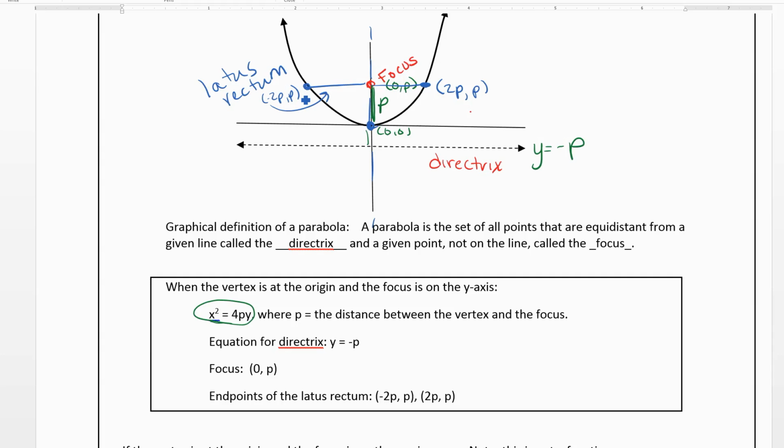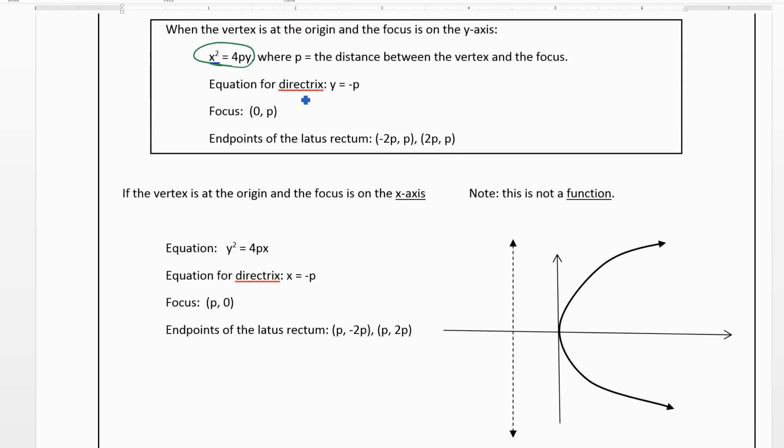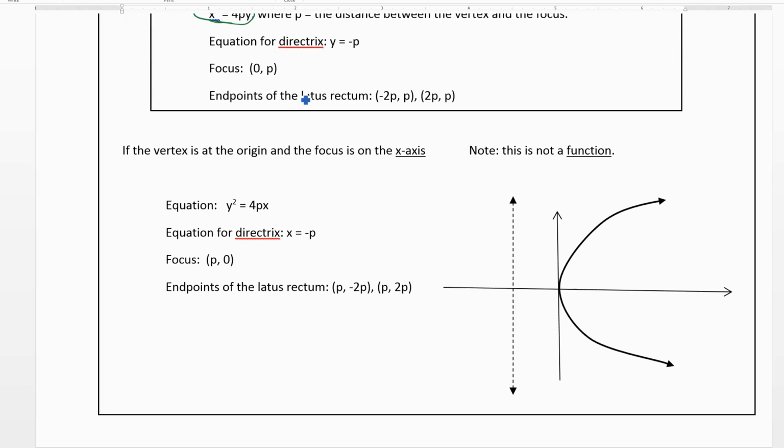Okay. Now we can also do one where it's a horizontal parabola. So we can go left or right. So here the equation will be y squared equals 4px. So you'll know it's a horizontal one if the y is squared instead of the x. So here our vertex is still at the origin. We're now going to go right here for our focus. So it'll be at p, 0.